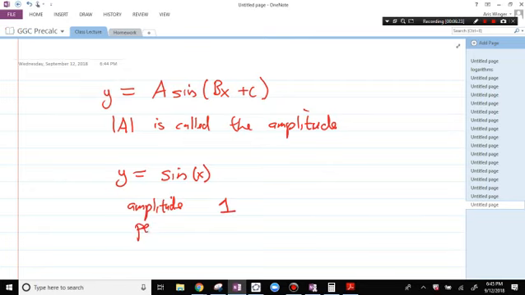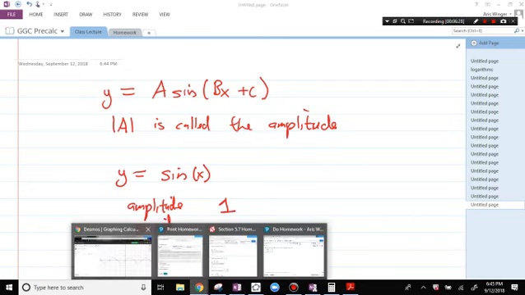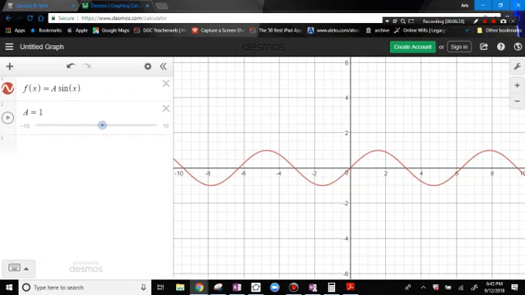The period is the distance it takes to repeat itself. What do you think that is? How long does it take for the y coordinate to repeat, to start over again? 360 degrees. I want to say it in radians. What is that in radians? 2 pi. Excellent.